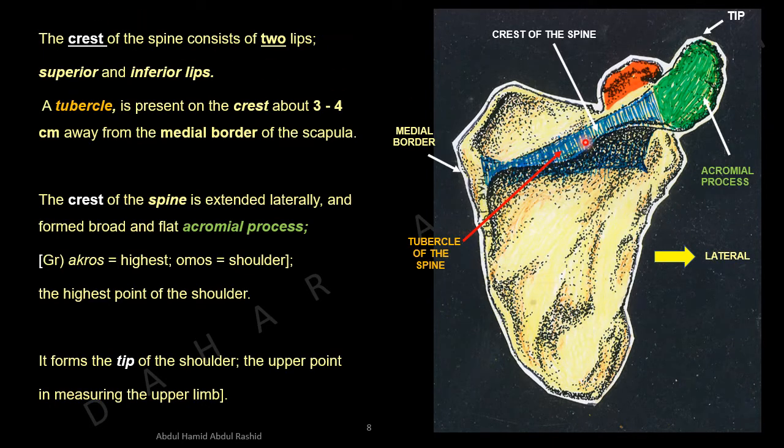The crest of the spine is extended laterally and forms the broad and flat acromial process. This green color is the acromial process, which is the lateral extension of the crest of the spine. In Greek, acros means highest, and omos means shoulder. That means the acromial process is the highest point of the shoulder. It forms the tip of the shoulder, the uppermost point in measuring the upper limb.